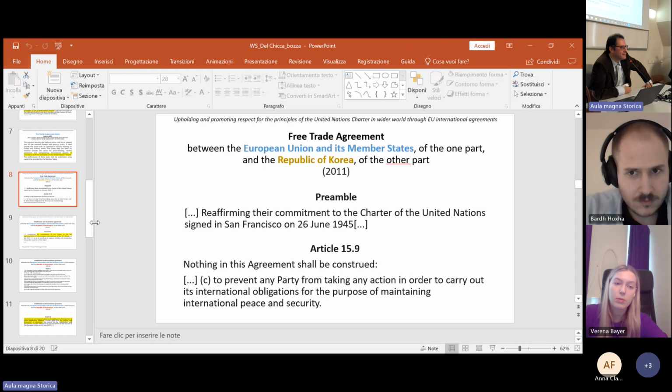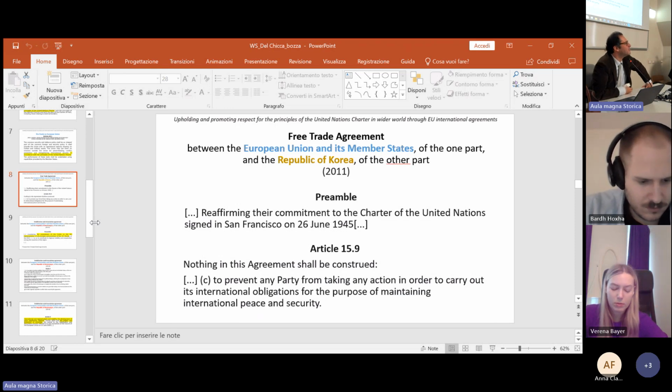Maybe it depends on the situation. The specific trade agreement might still be different from certain articles of the charter, let's say? Because they are different in the context, you say? Yes. Mhm.